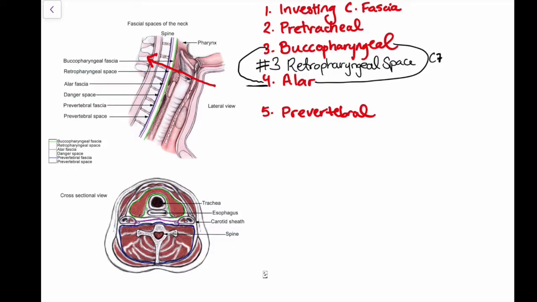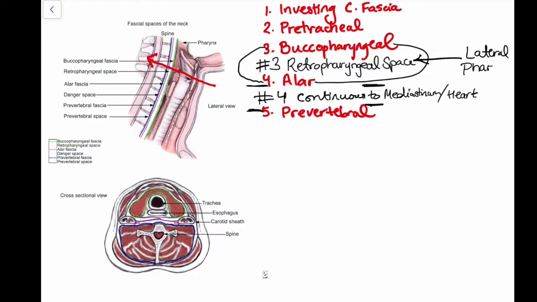Whereas the alar fascia and prevertebral fascia are open and they form danger space number 4, which is continuous because it's open all the way to the mediastinum and can give us some heart infections or heart problems. Another cool thing is that we also have something called the lateropharyngeal space, which is directly linked with the retropharyngeal space.